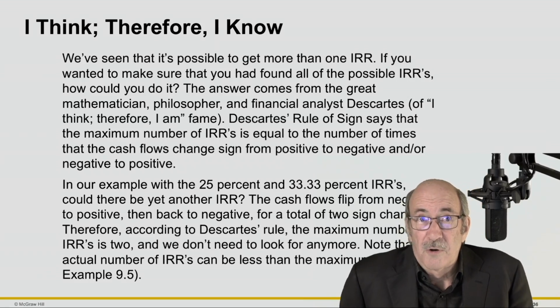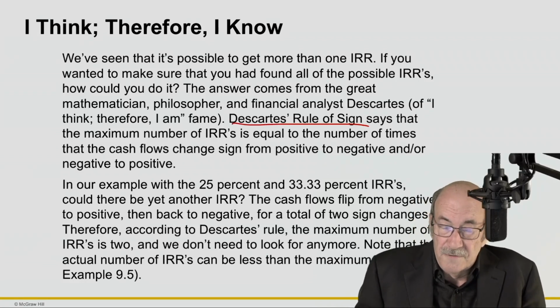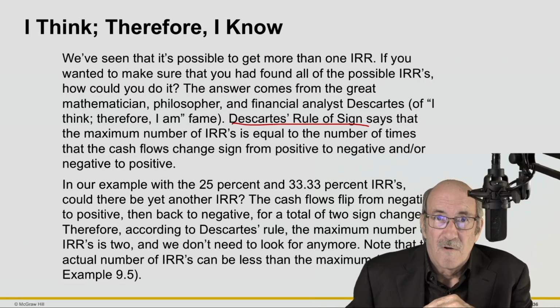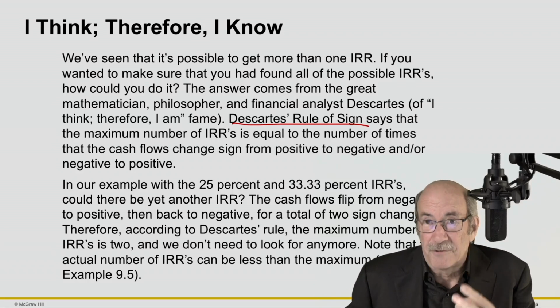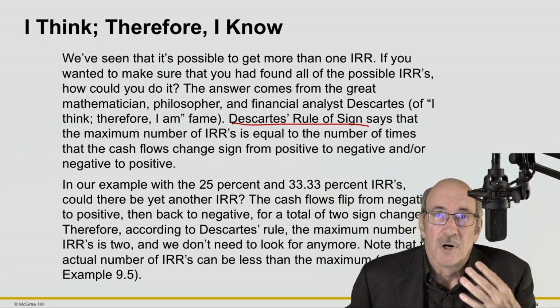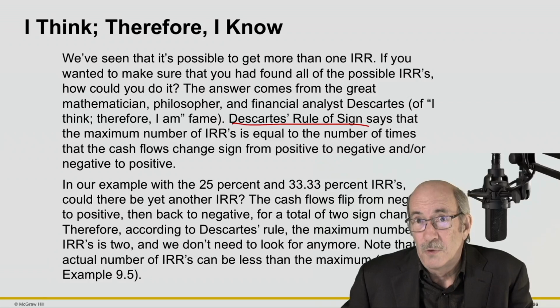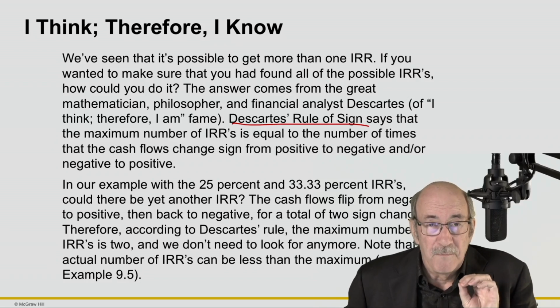How many IRRs are we going to get? Well, there's a little rule. Descartes' rule of sign actually tells us how to do that. So it's the number of sign changes is the maximum number of internal rates of return that we could find. So if there were 3 sign changes, we could have up to 3 different IRRs. We won't have to have 3, but we could have up to 3. If there were 4 sign changes, we could have up to 4 IRRs. And again, we have no idea which one we should accept because all of them are valid. All of them are correct. They produce a 0 NPV.